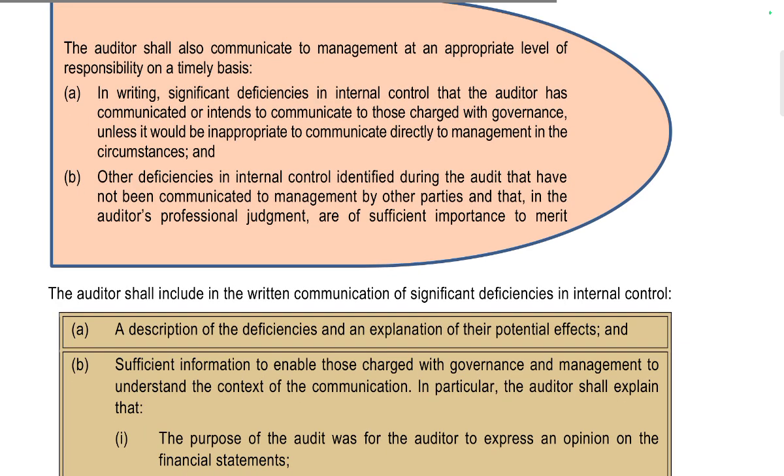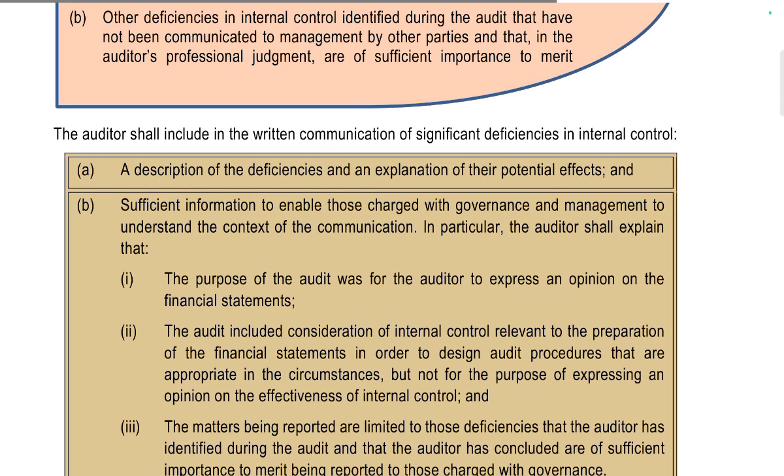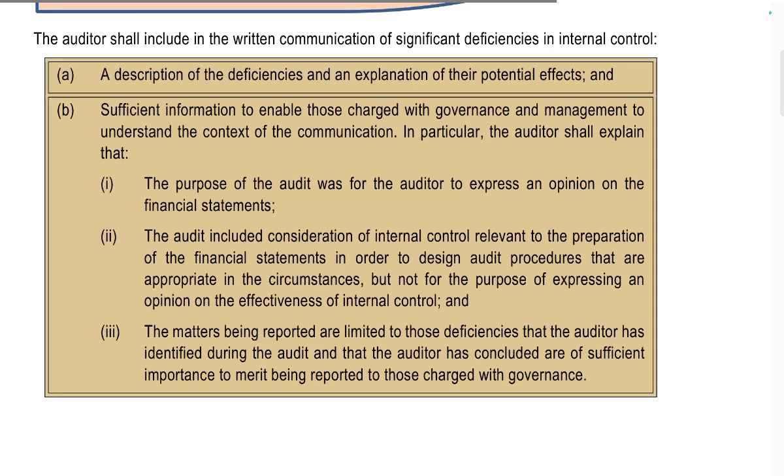Other deficiencies in internal control identified during the audit that have not been communicated to management by other parties, and that the auditor's professional judgment considers of sufficient importance to merit attention, shall also be communicated. The auditor shall include in the written communication of significant deficiencies in internal control a description of the deficiencies and an explanation of their potential effects. Sufficient information should enable those charged with governance and management to understand the context of the communication.